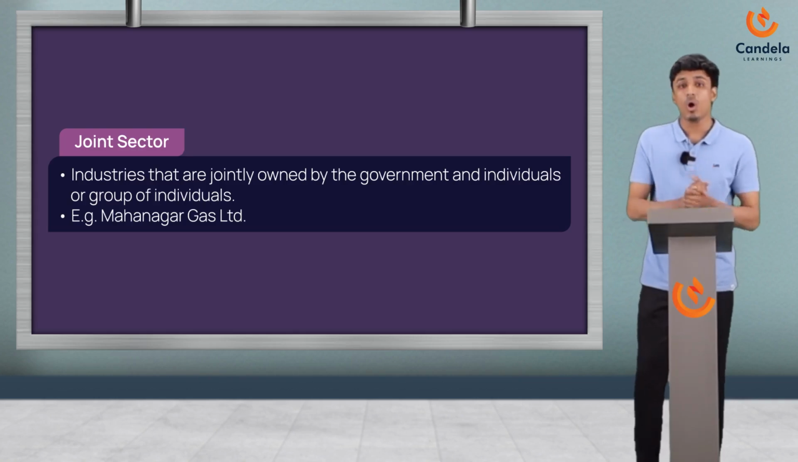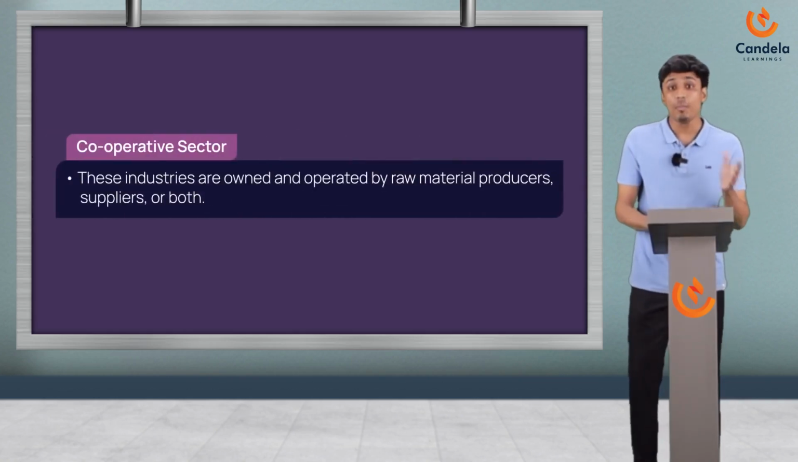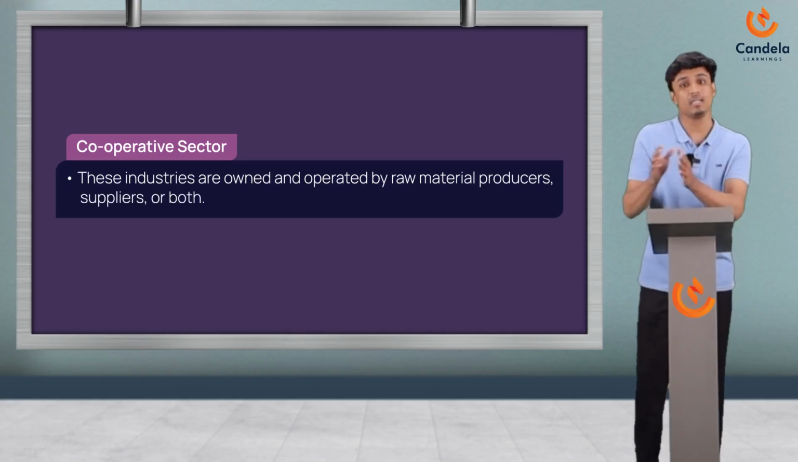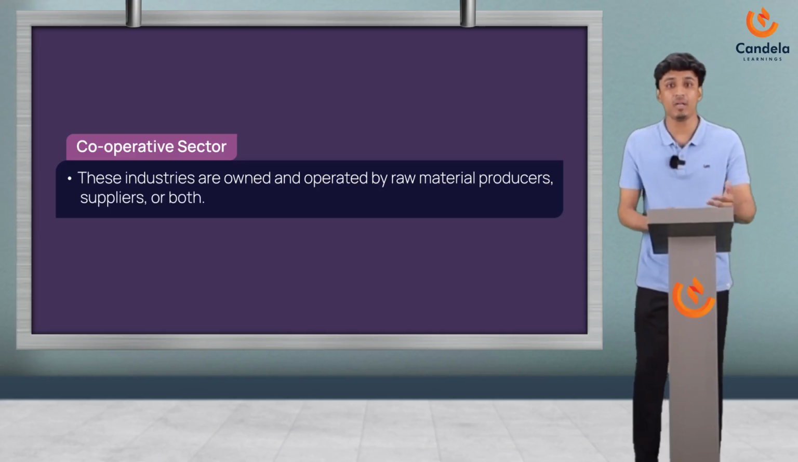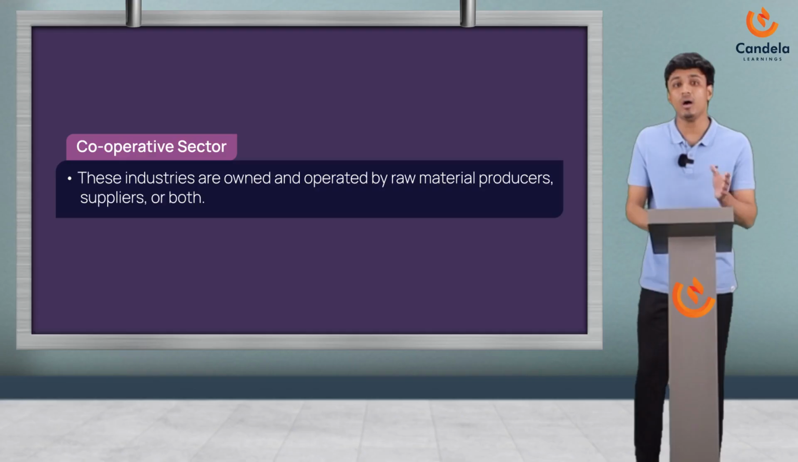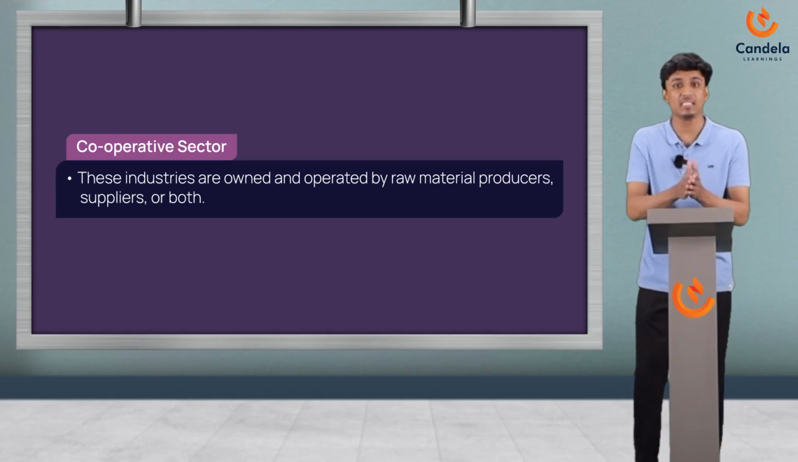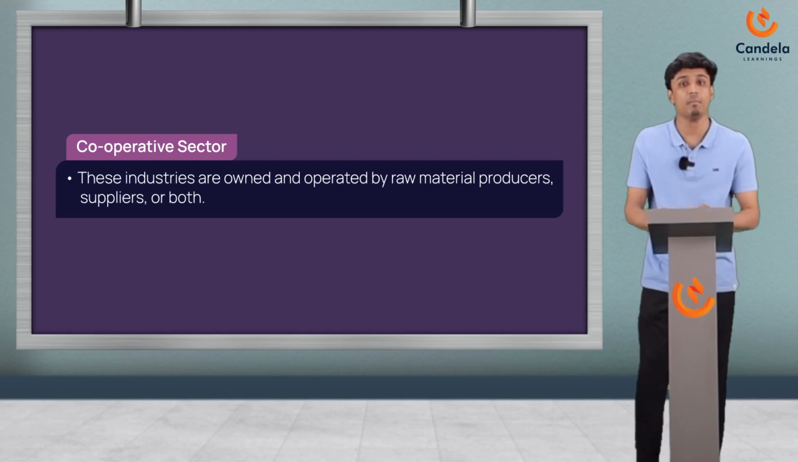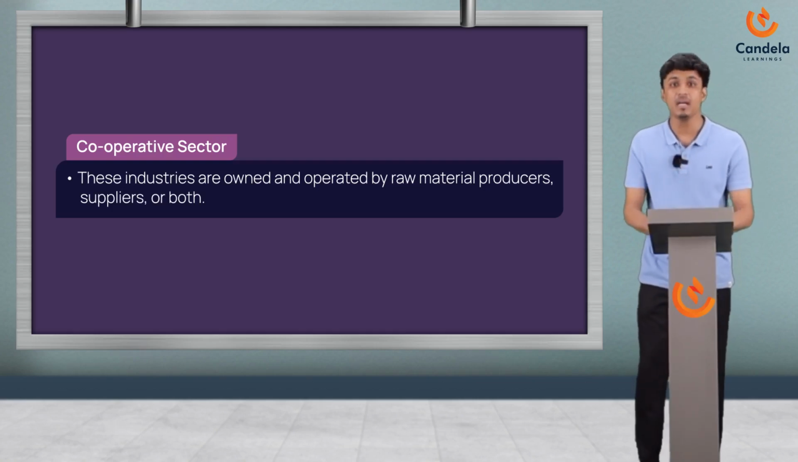Okay, now cooperative sector. A cooperative sector is a type of organization where people work together to meet their common needs and goals. It's like a team where everyone works together for the benefit of all the members. For example, imagine a group of farmers who want to sell their crops. They can establish a cooperative in which they combine their resources, split the cost, and split the profits. By working together, they can negotiate better prices for their crops, buy supplies at a lower cost, and sell their products in bigger markets. So this is all about cooperative sector.